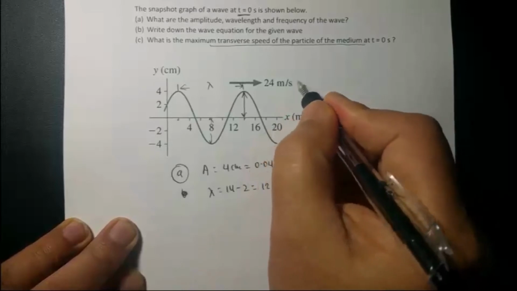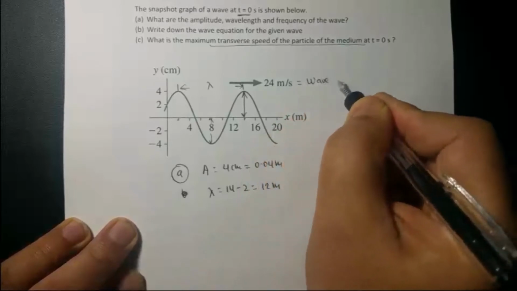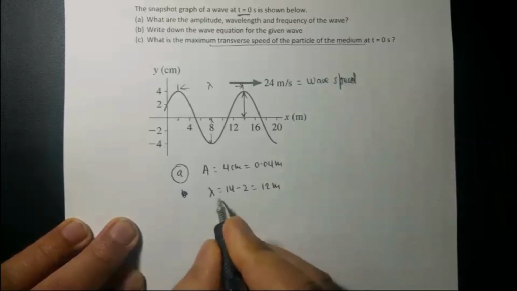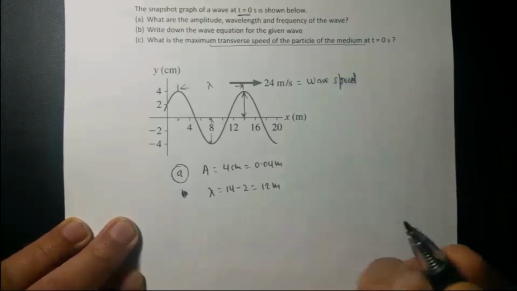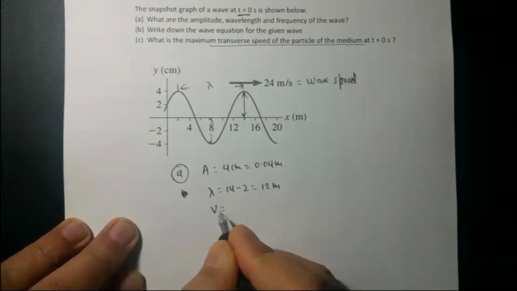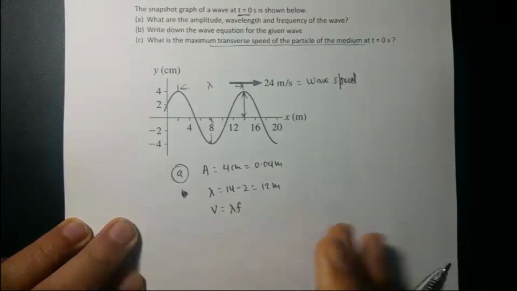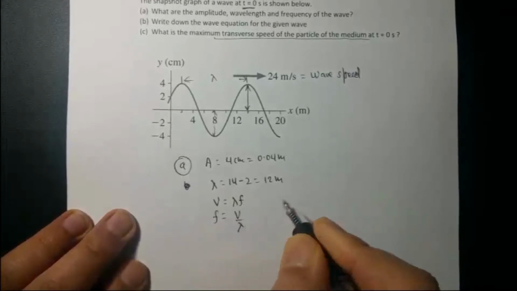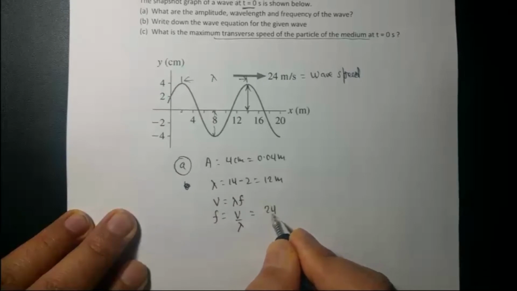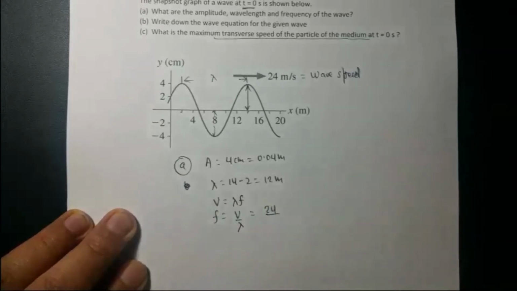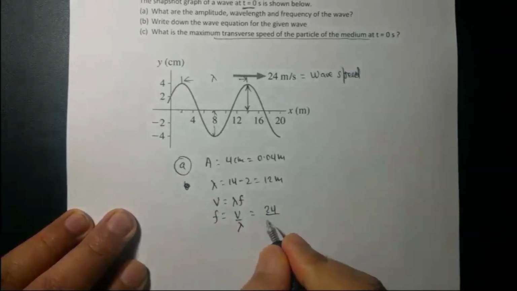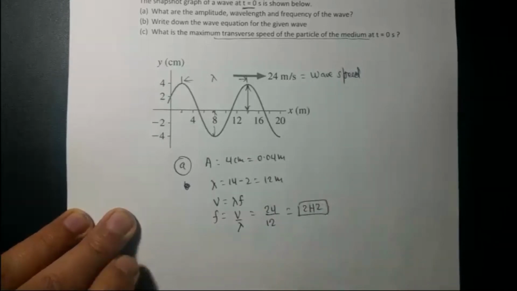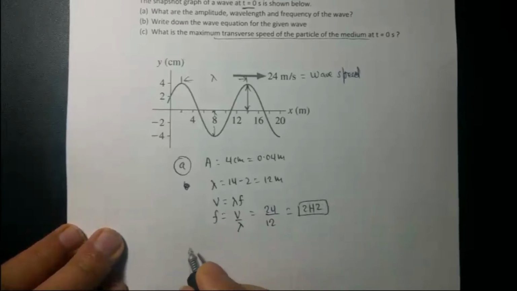What's the frequency? You are given the speed of the wave. Since you already know lambda, you can find the frequency, because v, the speed of wave, is lambda times frequency. So frequency is v over lambda, where v is 24 meters per second given, and lambda is 12, so just 2 hertz. So that's part A, really easy.